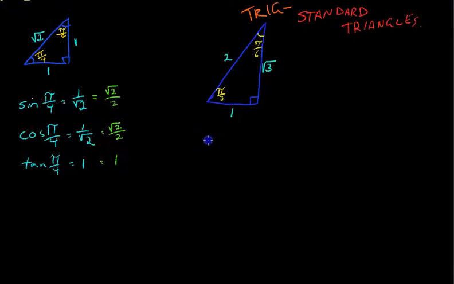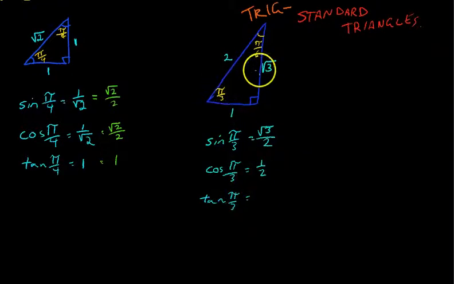We can come up with sine pi on 3. That's going to be equal to opposite over hypotenuse, root 3 on 2. We can come up with cos pi on 3. That's going to be adjacent over hypotenuse, that's 1 on 2. And we can come up with tan pi on 3. That's opposite over adjacent, that's root 3 on 1, which is just root 3.